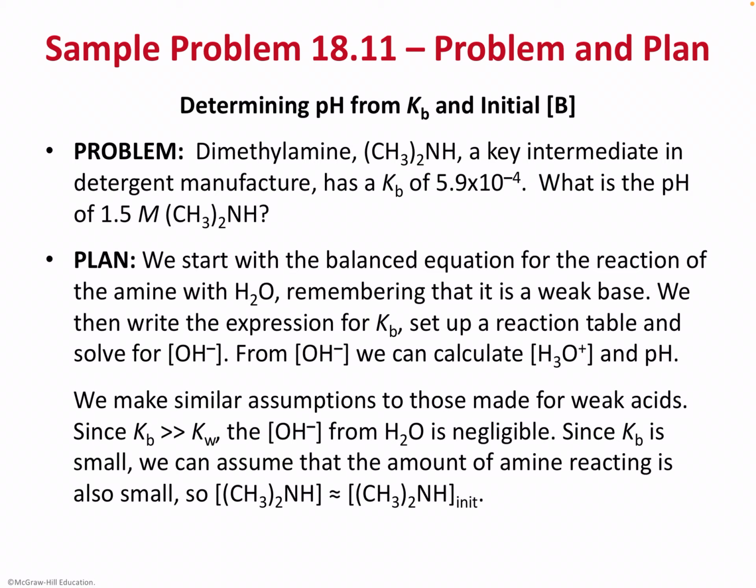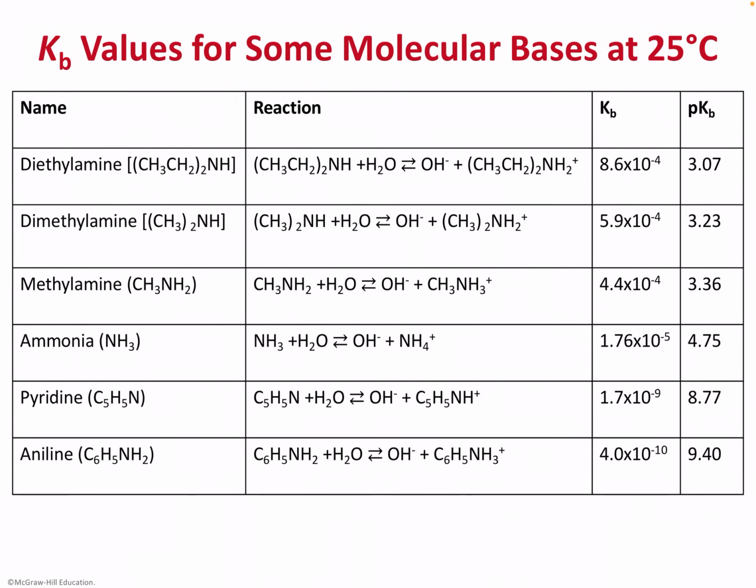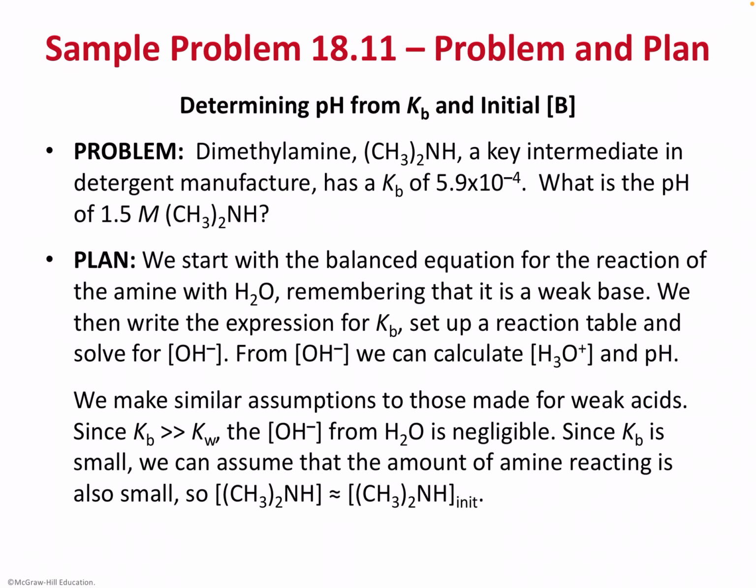Okay, let's look at this example. Dimethylamine, a key intermediate in detergent manufacture, has a Kb value of 5.9 × 10^-4. This is the base that we are talking about, dimethylamine, Kb 5.9 × 10^-4. You see the acid dissociation also, the base forming ion also shown here. What is the pH of 1.5 molar dimethylamine?